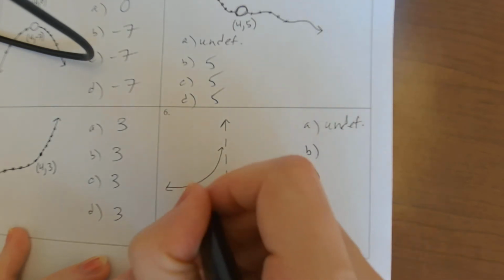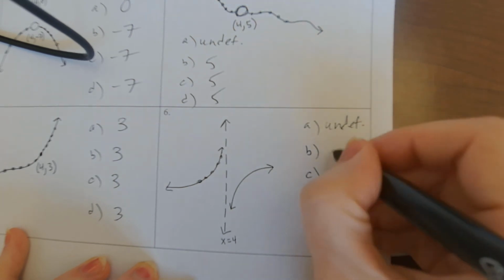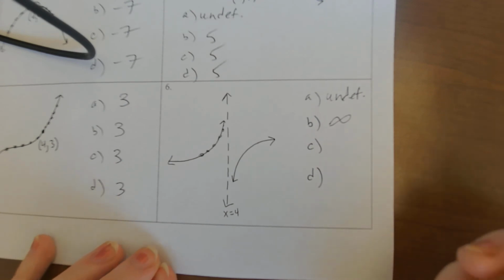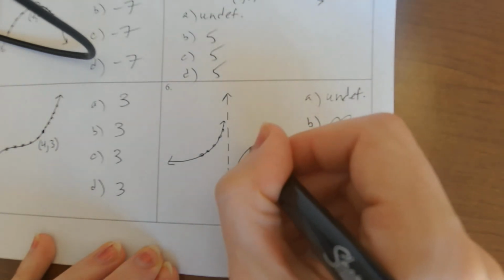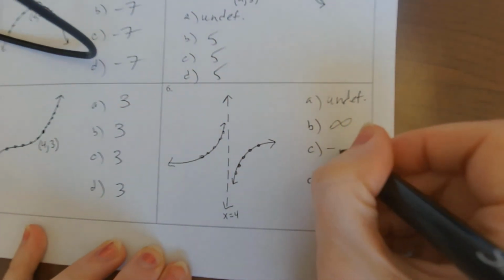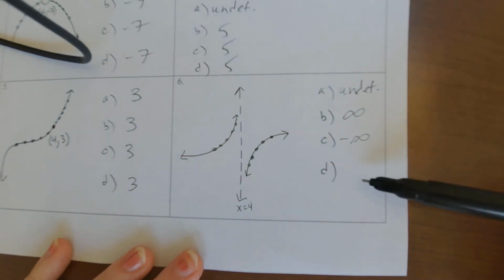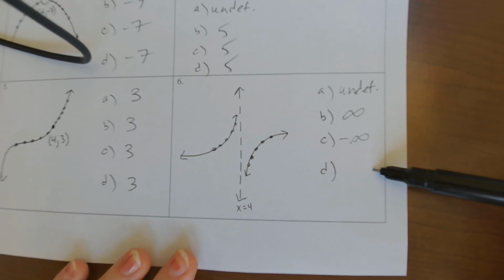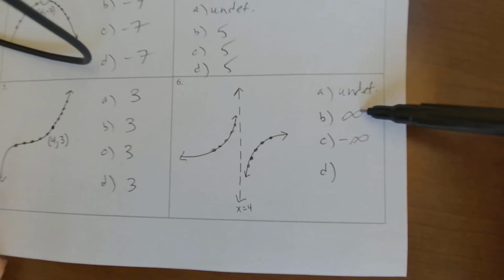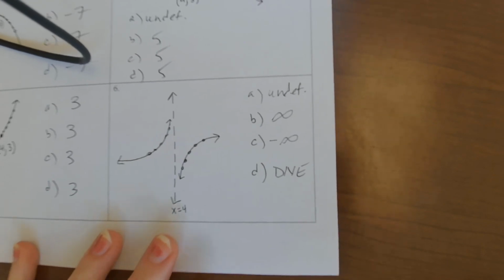So when x is approaching 4 from the left, those y values are shooting up to positive infinity. They're just getting bigger and bigger and bigger. And then from the right, the y values are shooting down to negative infinity. Now, if these were both positive infinity, I could say the limit itself is positive infinity. If they were both negative infinity, I could say the limit itself is negative infinity. But if one is positive infinity, one is negative infinity, then we say the limit does not exist.